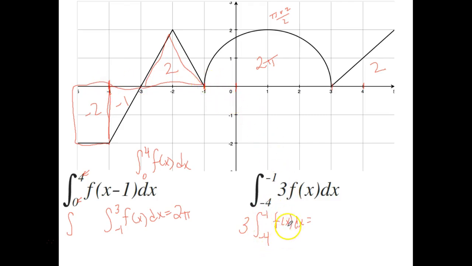And all we're going to do is get that area and multiply it by 3. So if you see a coefficient in the front here, that shouldn't be a very difficult thing to deal with. So let's get the area from -4 to -1.